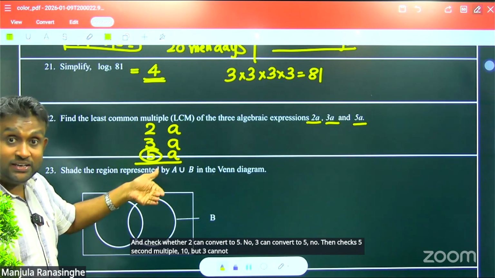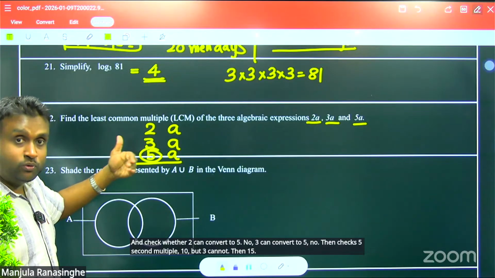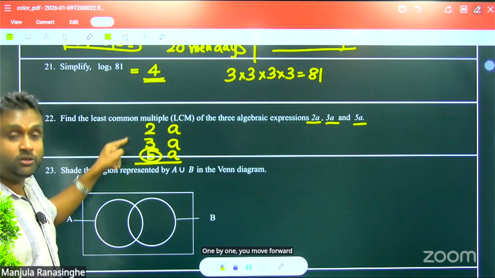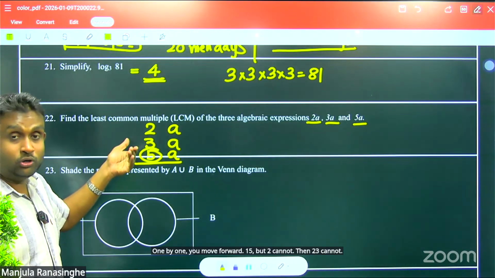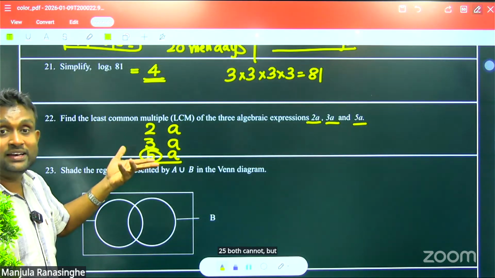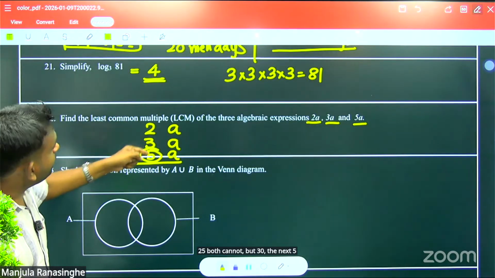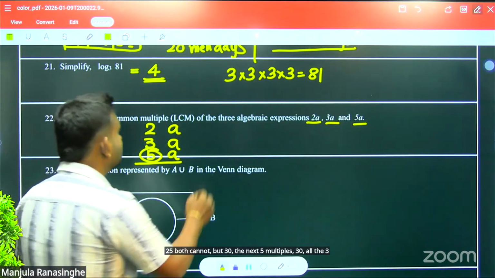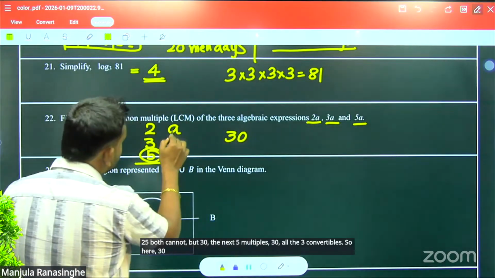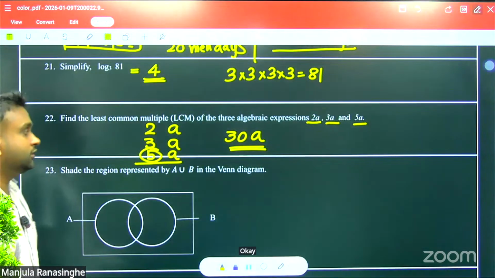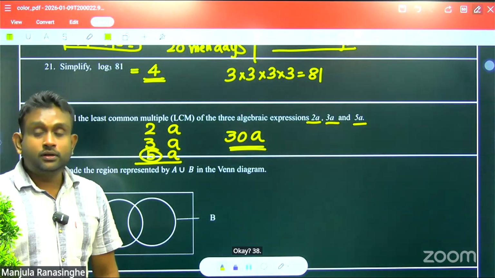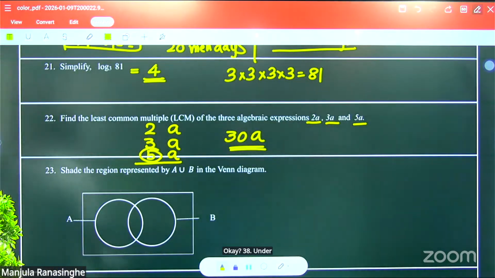Then 15. One by one you move forward. 15, 3 can, but 2 cannot. Then 20, 3 cannot. 25, both cannot, but 30, the next multiple of 5, all three are convertible. So here 30 comes, so the answer is 30a. Understood? So this is how you deal with the question.